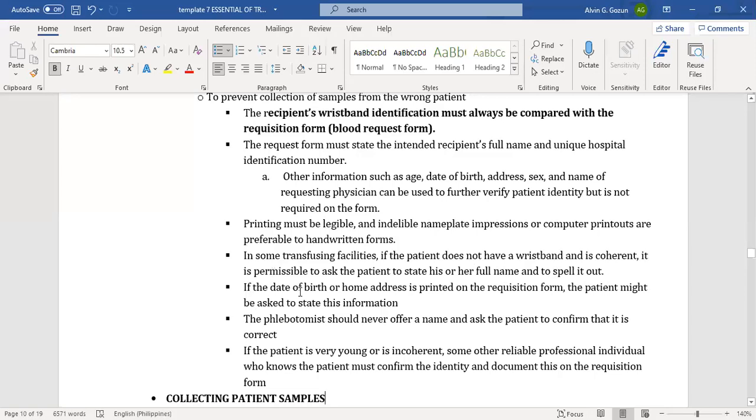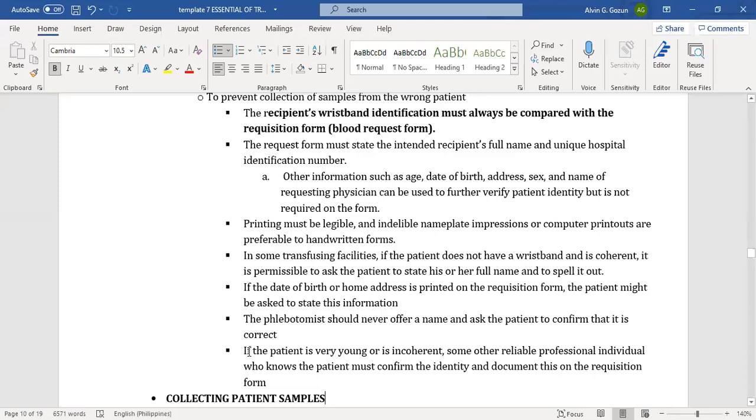If the date of birth or home address is printed on the requisition form, the patient might be asked to state this information. The phlebotomist should never offer a name and ask the patient to confirm that it is correct. So mali yun na. Guys, kayo po ba si Mr. Alvin Gozon? Mali po yun. So dapat you ask the patient. Okay? Hi sir, what's your name? Alvin Gozon po. Ganun. Okay?